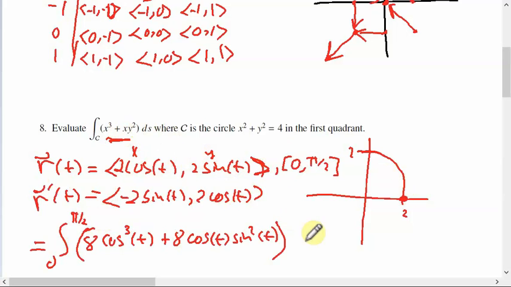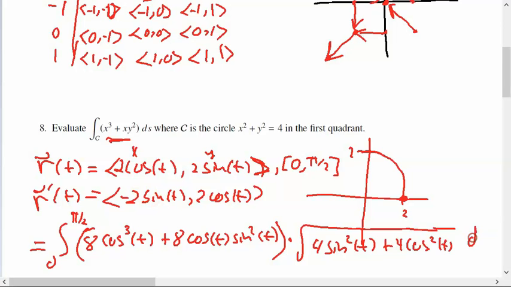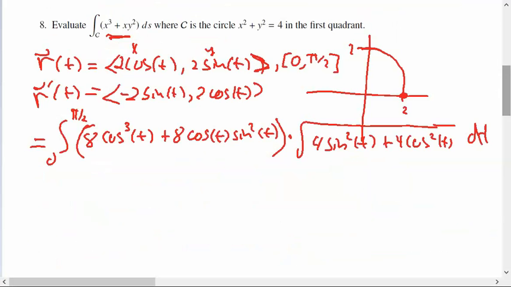So it's that times the magnitude of r prime. Well, that's the square root of 4 sine squared t, squaring the 2 and the sine, plus 4 cosine squared t, dt. So what happens here, inside this square root, is you can factor out the 4, you get sine squared plus cosine squared. This is just going to be the square root of 4, which is 2. Over here, I've got an 8 that I can factor out of both of these. Along with the 2, there's going to be a 16 out in front of this. And the square root's gone.